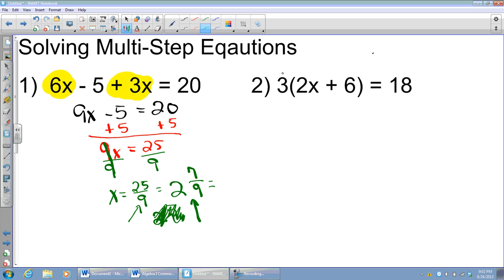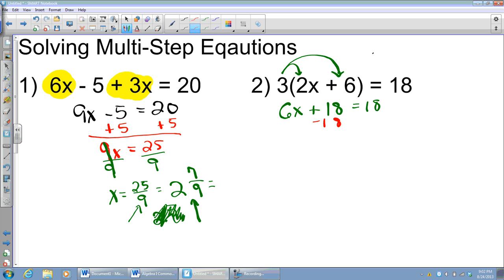I'm going to distribute. Most of you are pretty comfortable with distributing. Some of you show this second arrow, but then you forget to multiply. So 3 times 2x is going to be 6x. 3 times 6 is going to be 18. That's going to equal 18. Okay? And now it's a two-step equation.